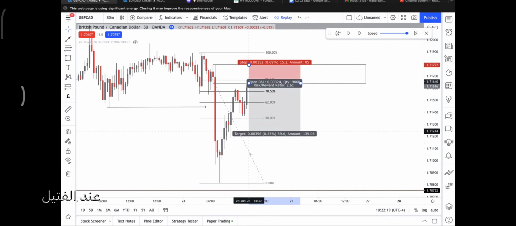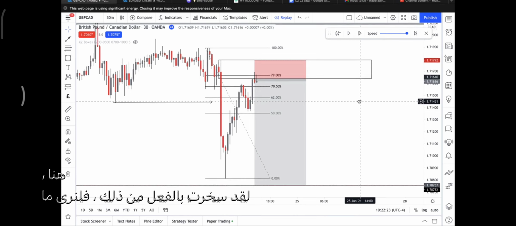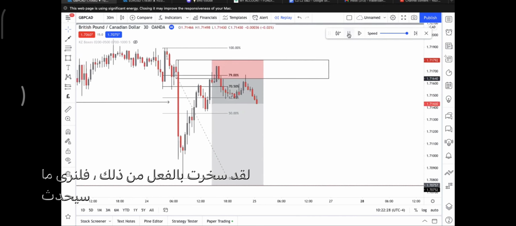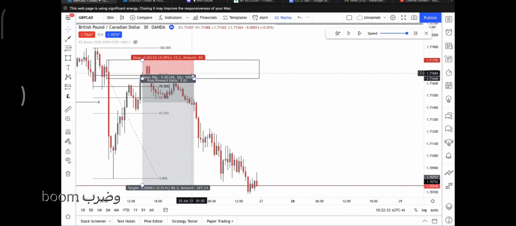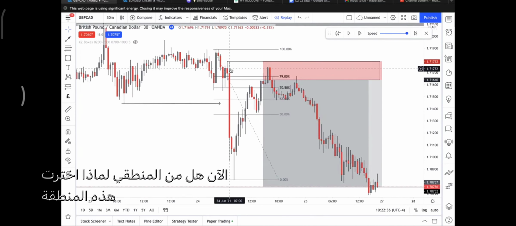And we'll target the low. Or we'll just target this area here, that already marked out. So let's see what happens. And boom. TP hit. Now does it make sense why I selected this zone?